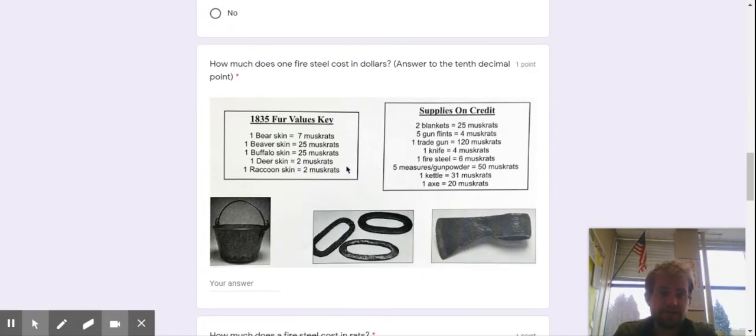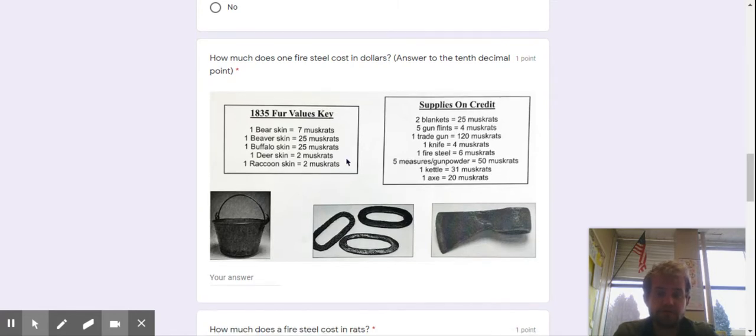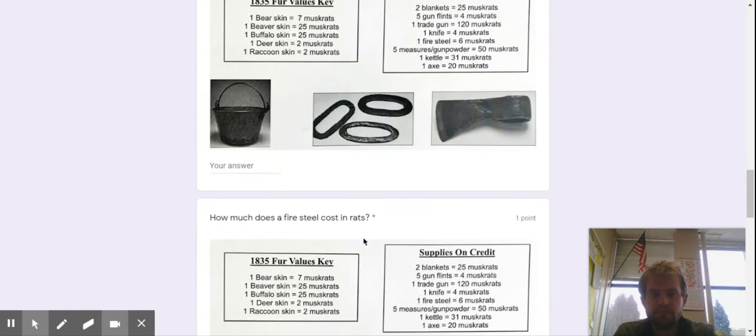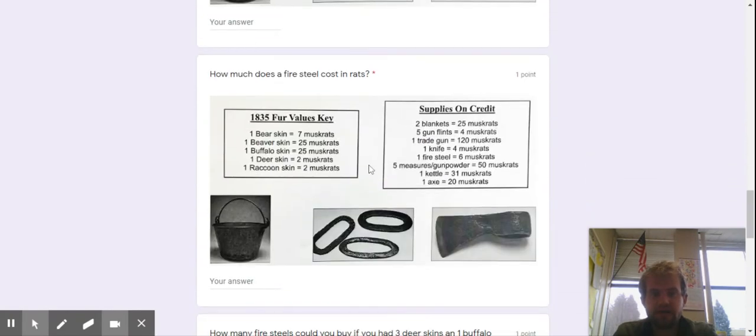How much does a fire steel cost in dollars? So we're going to have to go through and figure out the cost of a fire steel. There's our fire steel. How much does a fire steel cost in rats?